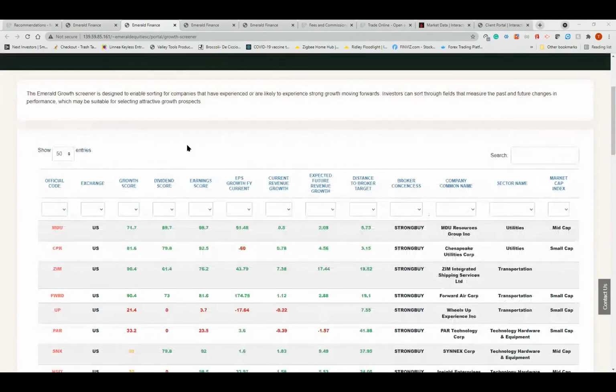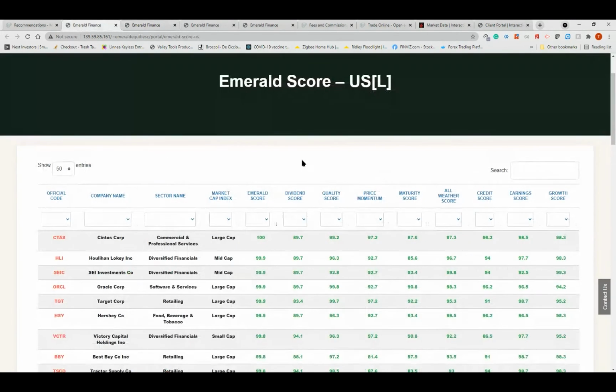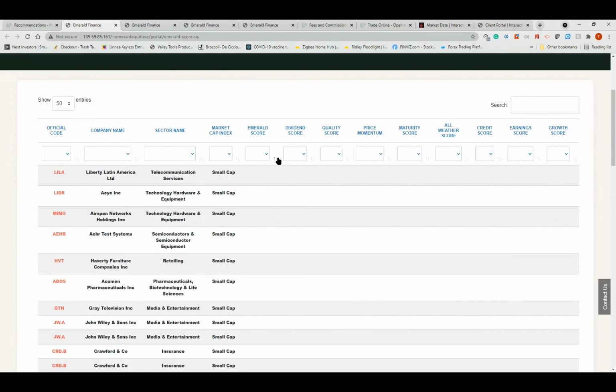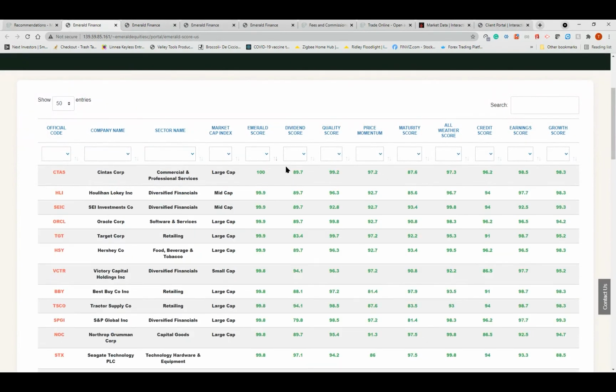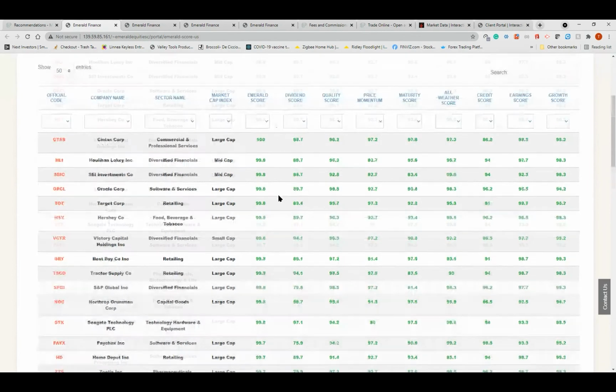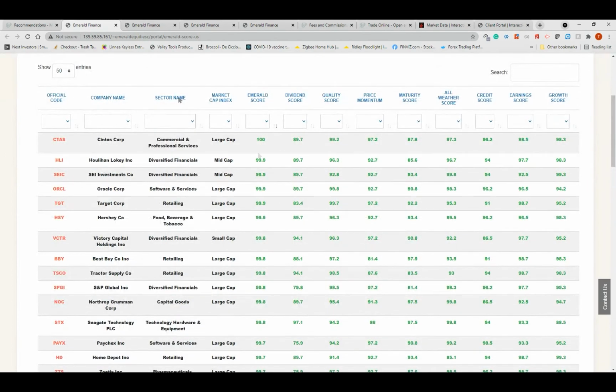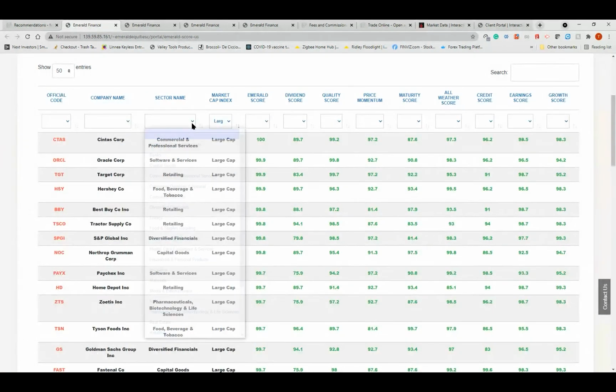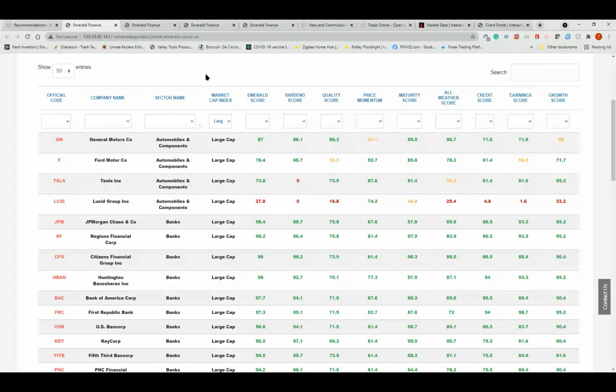Now, let's just say we want to have a play around in the US markets. The first thing you can do is just jump straight into the screener and just filter the whole US market by Emerald score. And that's the key score. And just see what's scoring really, really high at the moment. From there, you can start filtering down a bit more. So once again, if you just want large cap, then if you want a particular sector that you're interested in, you can do that as well.